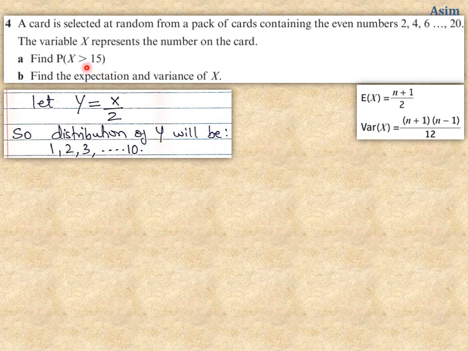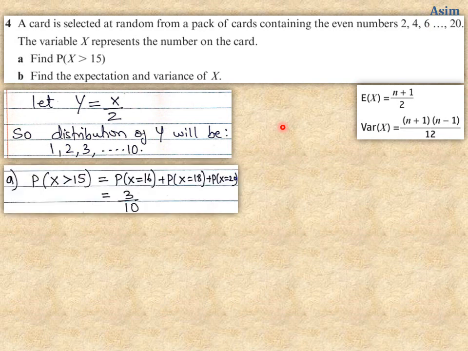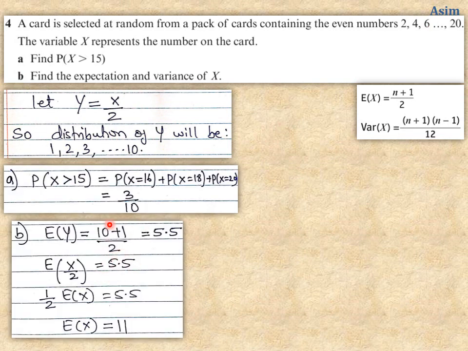However, the first part of the question is just to find the probability of X greater than 15. In this example, greater than 15 will be 16, 18 and 20, which is 3 outcomes. So 3 by 10 is the answer. Correct. And this is simple. We know n is 10. Use E of Y.